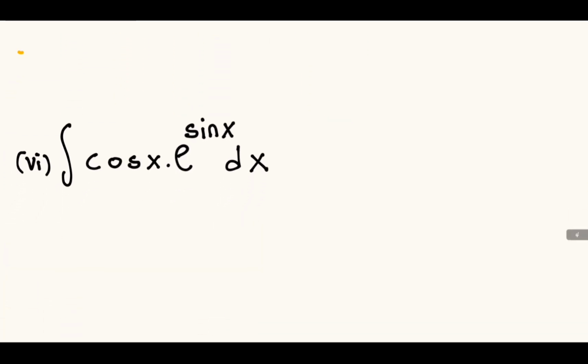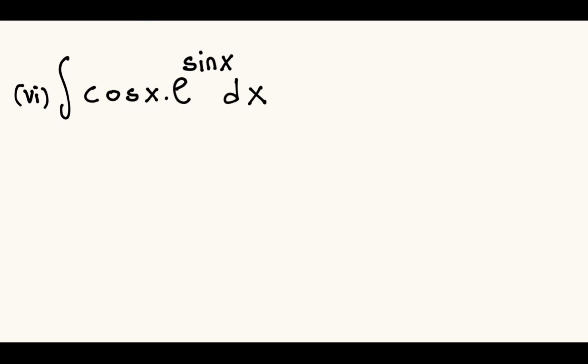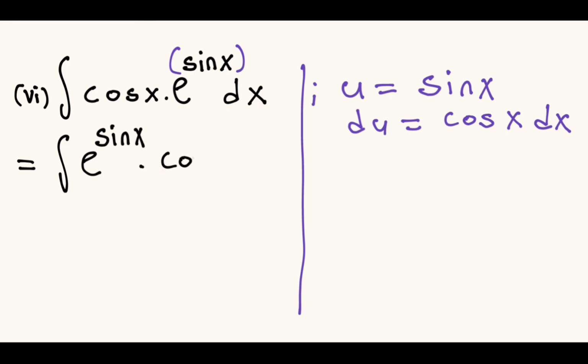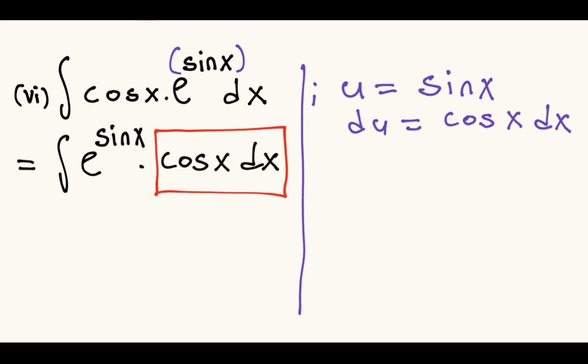For the final question, we have the integral of cos x multiplied by e to the power sin x dx. In this case, let's let our u equal sin x. We differentiate u. The derivative of sin x is equal to cos x dx. Either we make dx the subject of the formula or we rearrange our integral. We have cos x dx, and also our du is equal to cos x dx. So in the place of this cos x dx, we will substitute du.